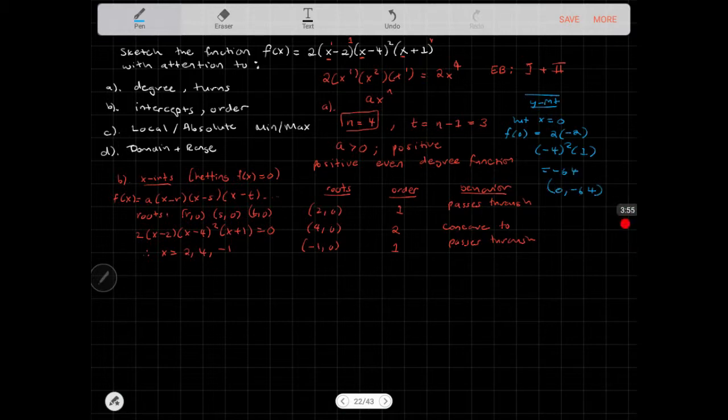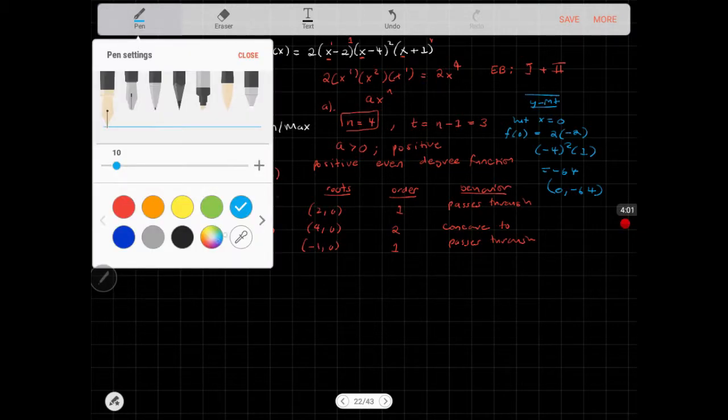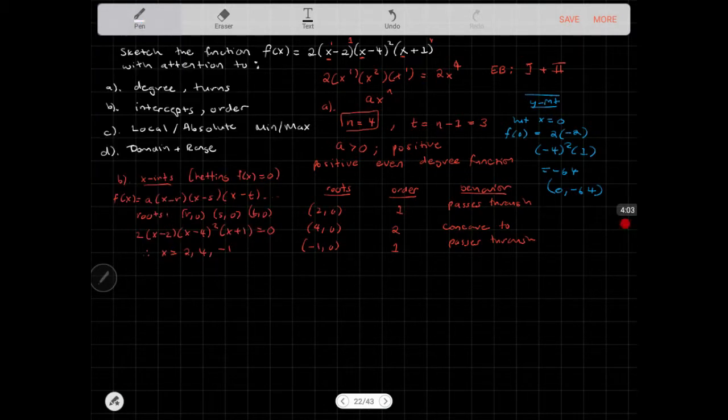Good? So now that you have your x-intercepts, your y-intercept, your order, and the number of turns you would expect, let's create a sketch here. Remember that this is a quartic function with similar end behaviors. Let's make a nicer sketch than that, over on the graph.